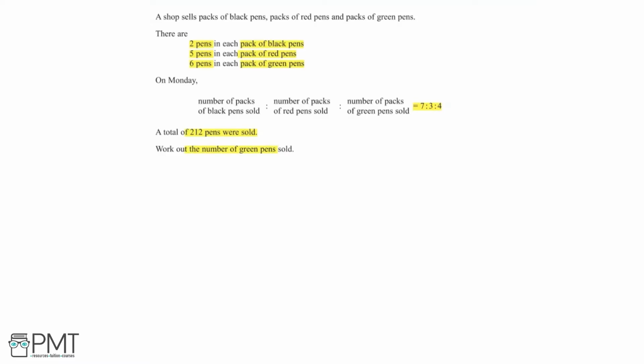Well, the first thing that we can do is to start by finding the ratio of the number of pens that were sold. Now we're given the ratio of the number of packs of each colour sold, but we're told the number of pens in each pack. And so we can use this in order to find the ratio of the number of pens of each colour sold. So let's look at the number of packs of black pens that were sold.